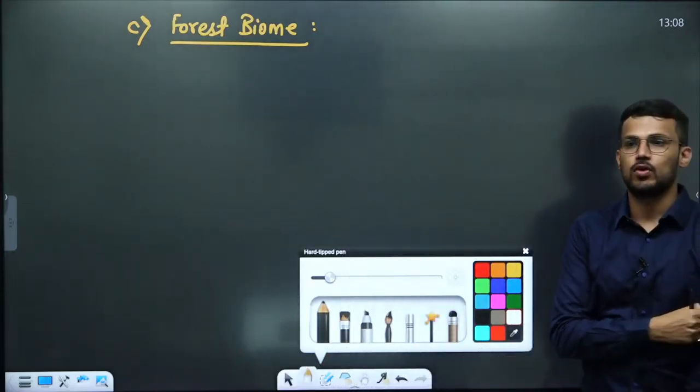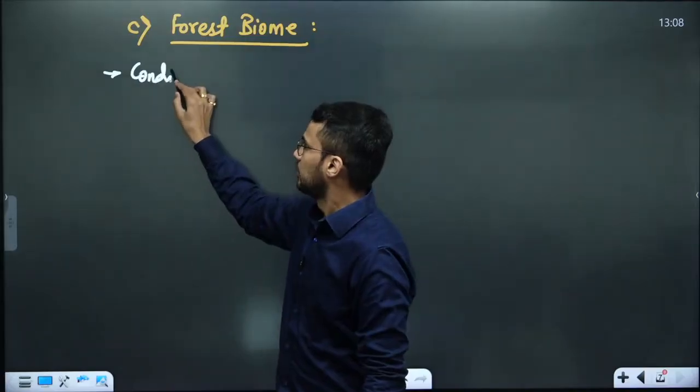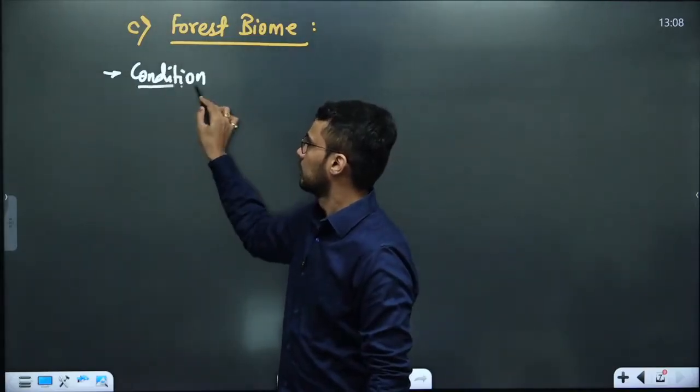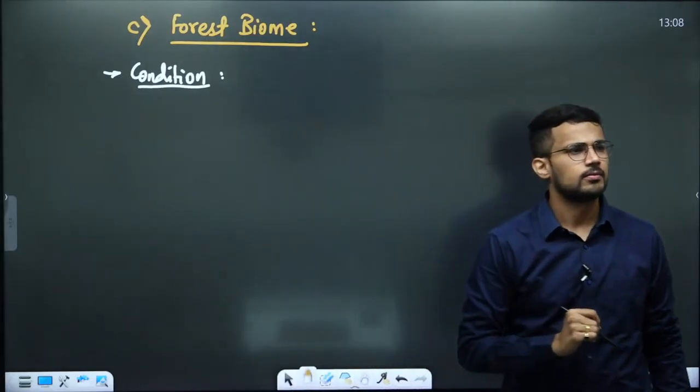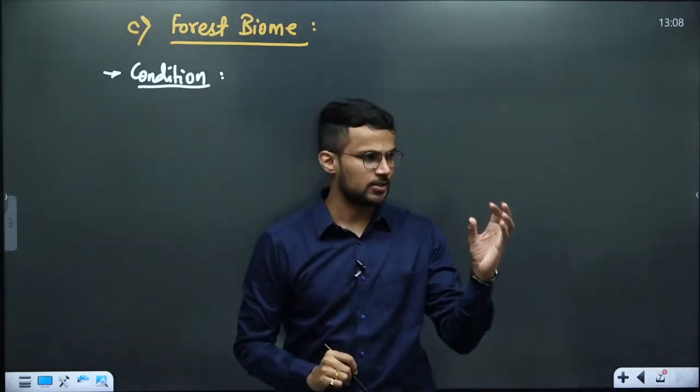Forest biome. Next is forest biome. Condition. What kind of condition would be there in forest? In terms of sunlight and precipitation.